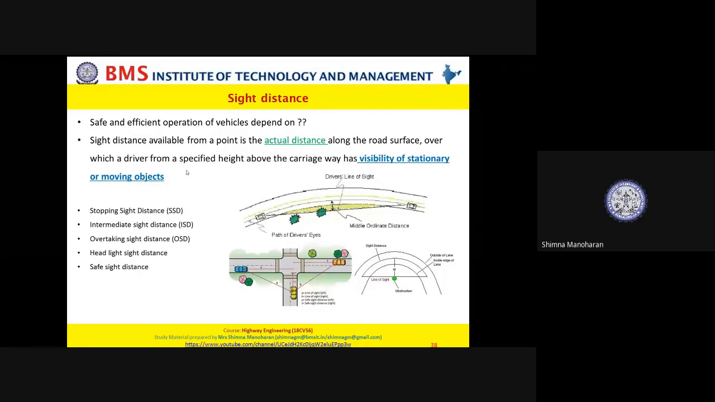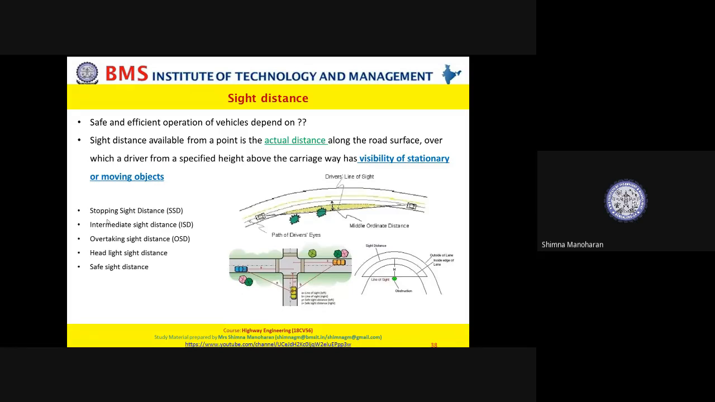We will see in detail a few cases. Sight distance mainly has stopping sight distance, intermediate sight distance, overtaking sight distance, headlight sight distance, and safe sight distance. Stopping sight distance is when you find a vehicle coming from the opposite direction, and you should stop the vehicle in case it is about to collide. So in order to avoid collision with any object, you have to stop the vehicle. There should be some distance available so that the driver can stop, right?